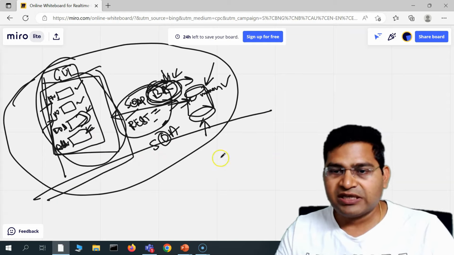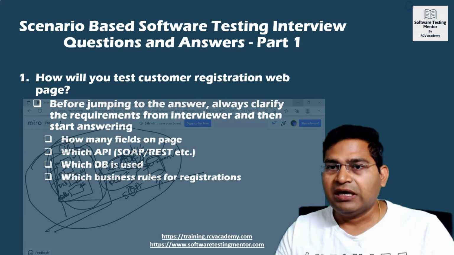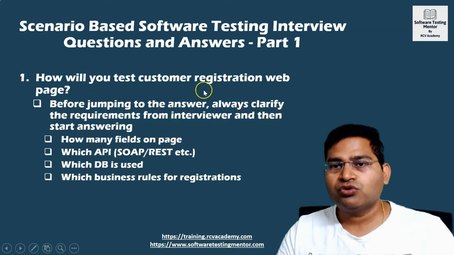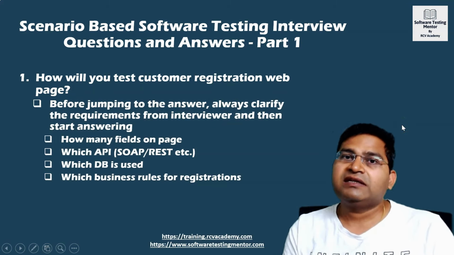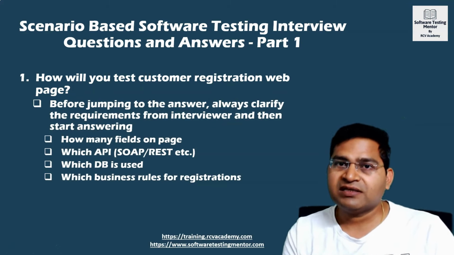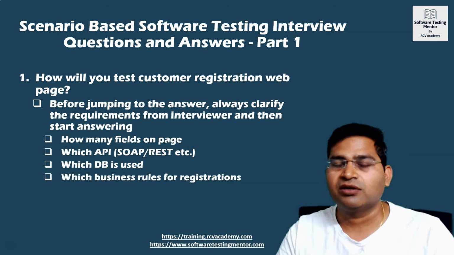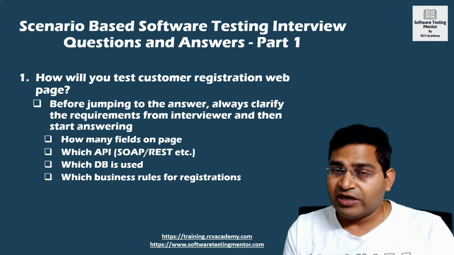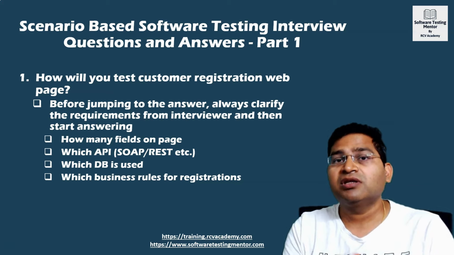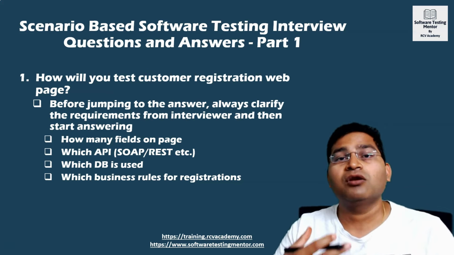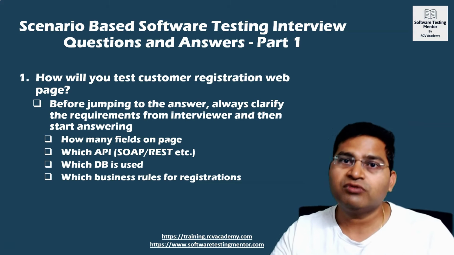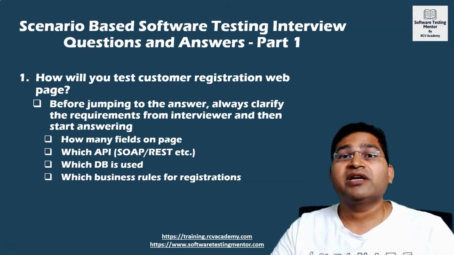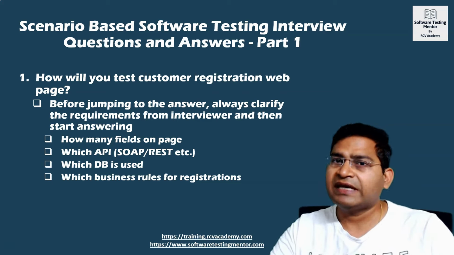So this is basically how you are going to answer this question, how you are going to test a customer registration web page. Not only will I test the validation on the UI, I'll test this validation, that validation. No, a software application is not just the UI. It's a lot more than that. There are APIs involved. There is a business rule involved. There are databases. There could be events, notifications, n number of things.